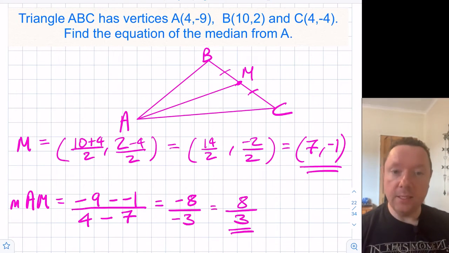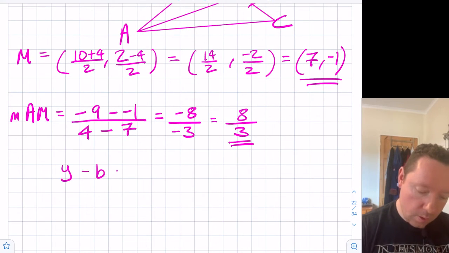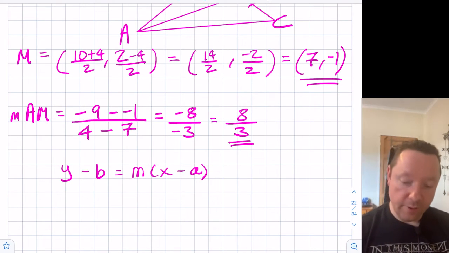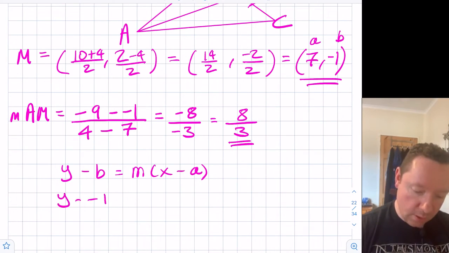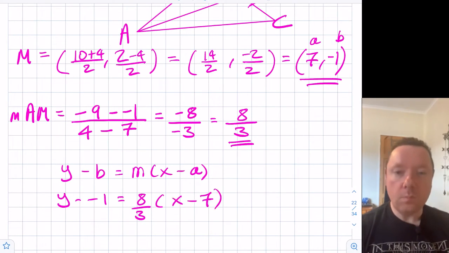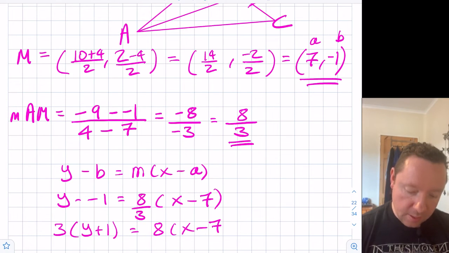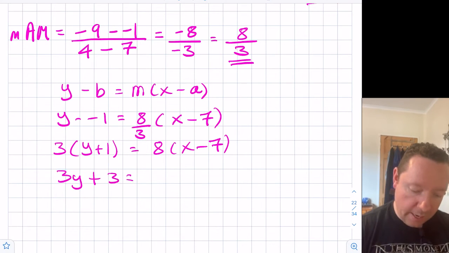So now we can do y minus b equals m(x minus a), using either the point that we found out is the midpoint or the vertex. I'll use the midpoint, so that's going to be my a and b. So I've got y minus minus 1 equals 8/3 (x minus 7). Multiplying through by 3, we get 3 bracket y plus 1, because of the minus minus, equals 8 bracket x minus 7. And then just tidying that up, 3y plus 3 equals 8x minus 56.